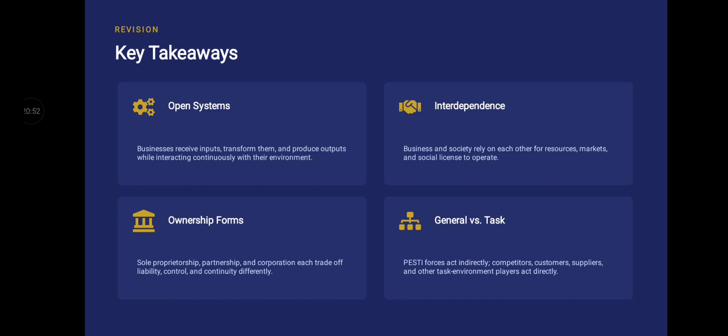Before you go, try this. Pick any Zambian company that you interact with regularly and identify one general environment factor and one task environment factor currently affecting it. This is exactly the kind of thinking your exam will test you on.